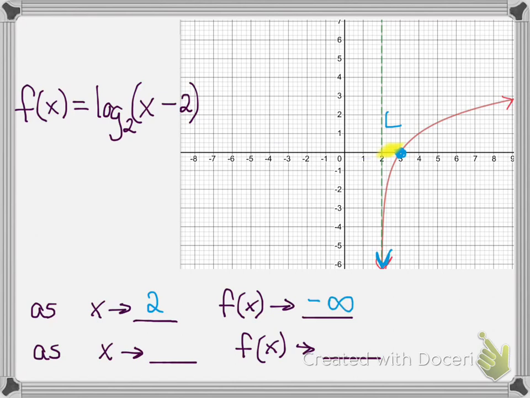Now looking at the right side of my x-intercept, you will notice there's nothing stopping my x values, so my x values will continuously approach positive infinity. And the arrow is pointing up, so f of x approaches positive infinity. And that's it!